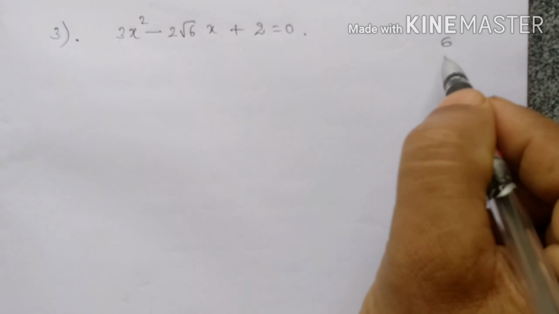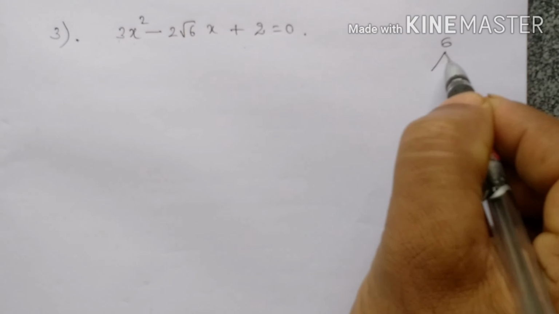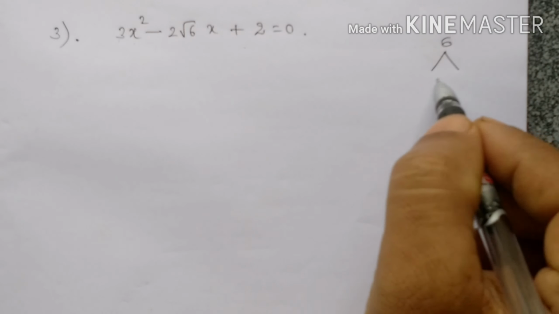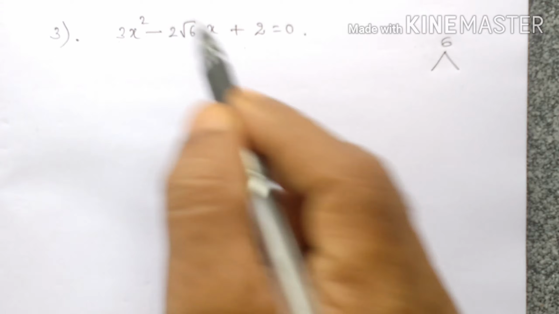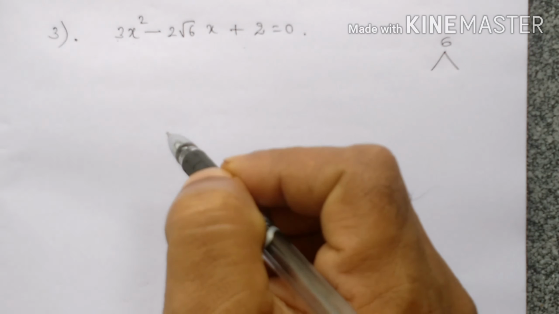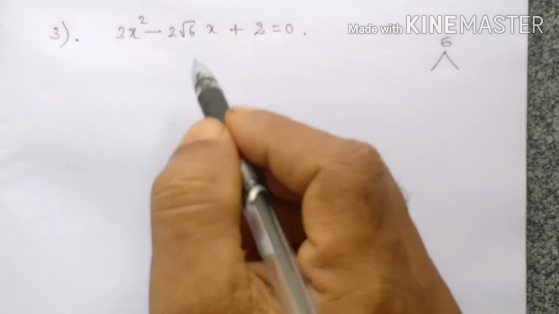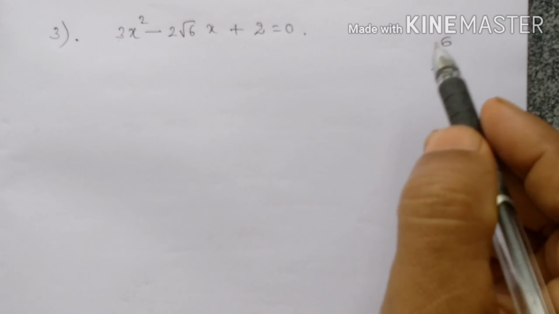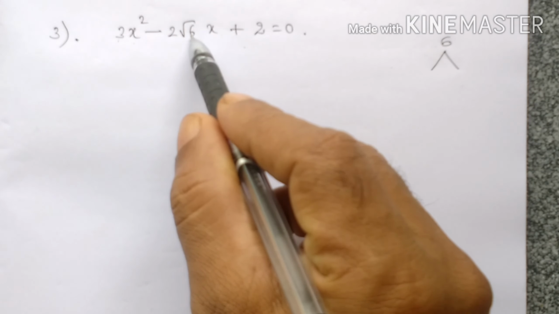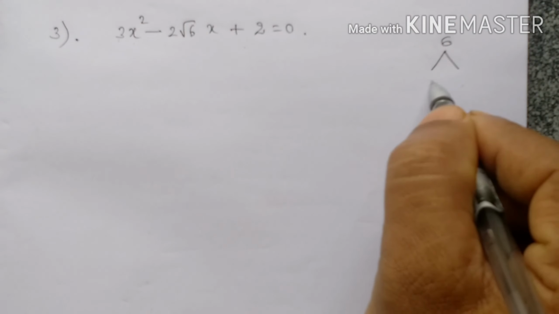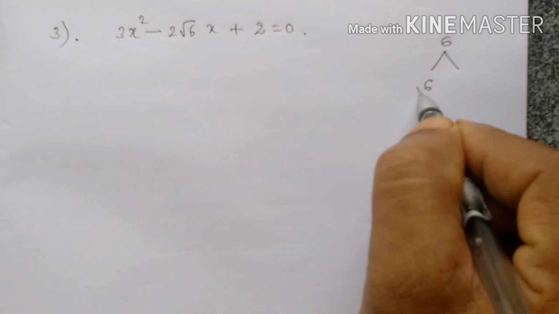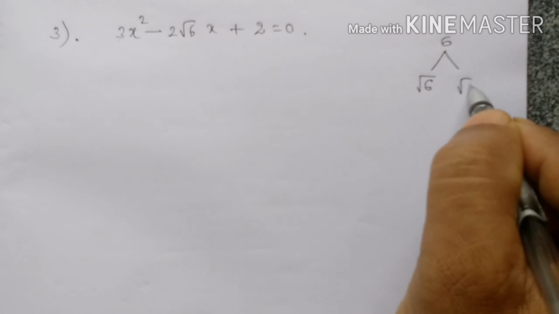So for this 6 we need to find two factors such that the sum or difference of these two factors should satisfy the middle term of the quadratic equation. So be a little careful when this type of question is given. Root 6 is the number we require in the middle term. So the only option we have here is root 6, and root 6 only we need to multiply.